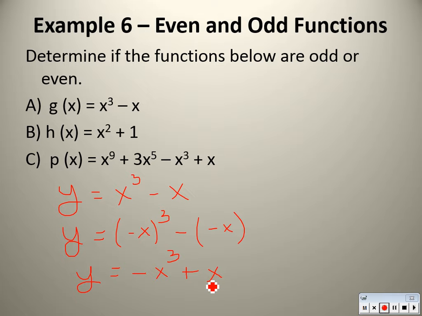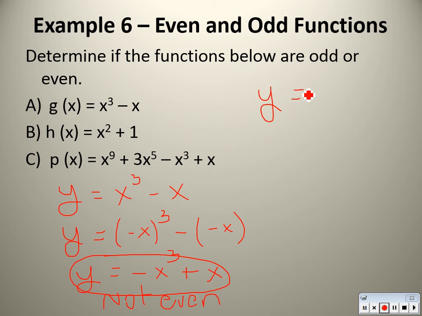I think you can clearly see this is not the same as the original, so we would say that this graph is not even. It's not symmetric with respect to the y-axis. But if we're talking about origin symmetry, I do the same thing here. I have y equals x cubed minus x.